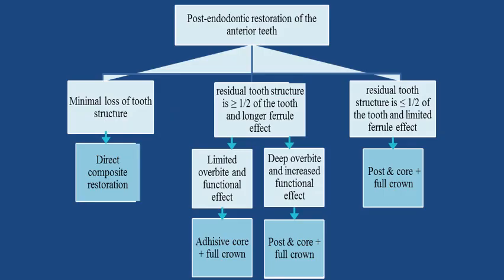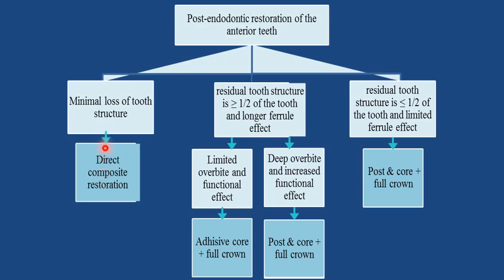In order to decide the correct corona restoration for anterior teeth with the root canal treatment, we have to keep in our mind two important factors: the amount and the quality of the remaining tooth structure and the occlusal load. If we have case of tooth with minimal loss of tooth structure, for example, just the access opening with or without class 3 or class 4. So the restoration of choice is the direct composite restoration.